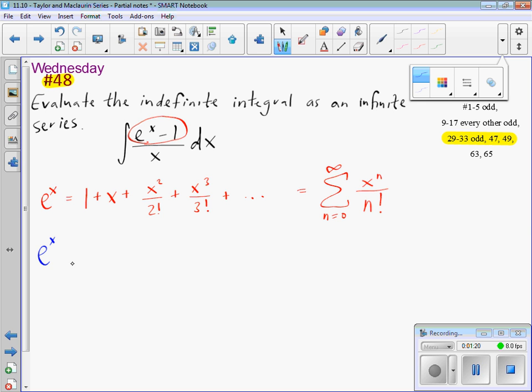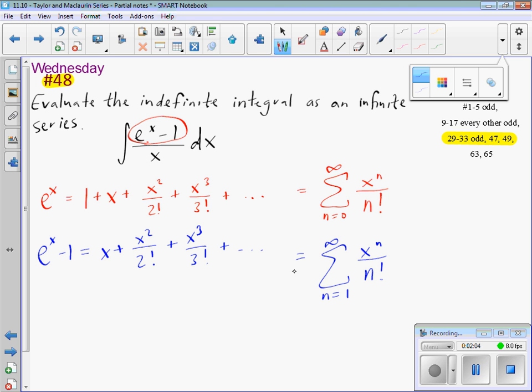If I take what I have up here and I subtract 1, if I subtract 1 from this side, I just subtract 1 from this side. So doesn't that just get rid of this first term here? So this is going to be x plus x squared over 2 factorial plus x cubed over 3 factorial and so on, right? So if I'm writing it in this form, the easiest way to do that, instead of starting at n equals 0 to infinity, is to start at n equals 1 to infinity, and then I can keep everything the same here. That makes sense?